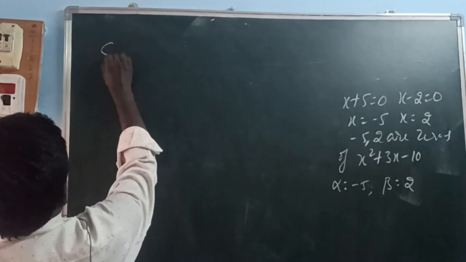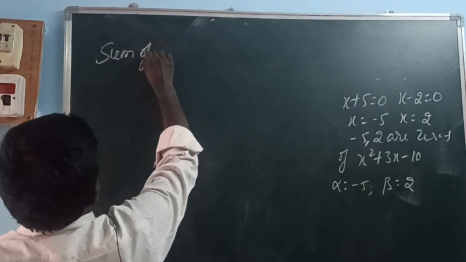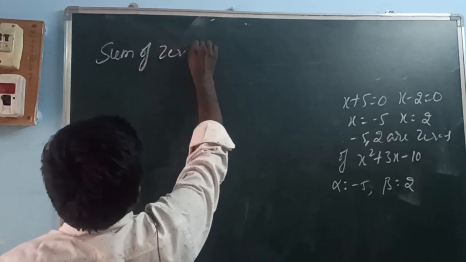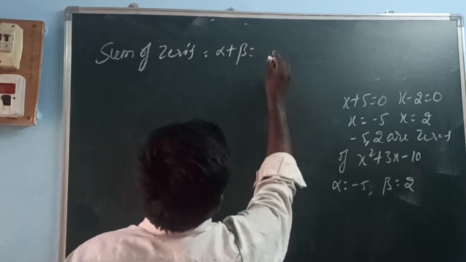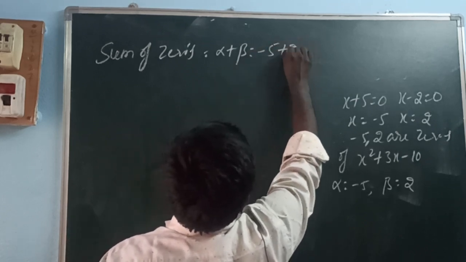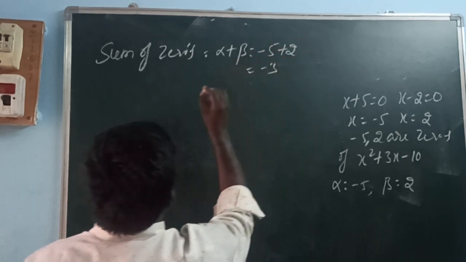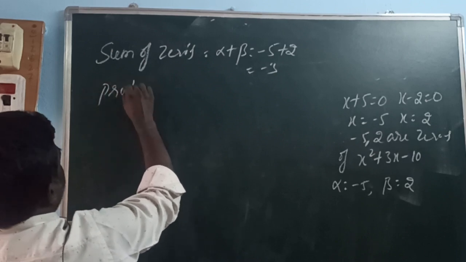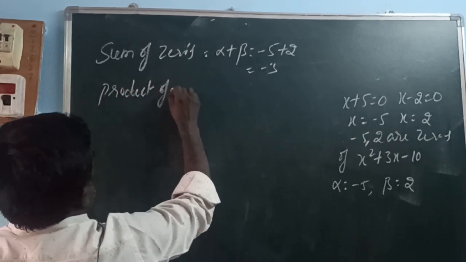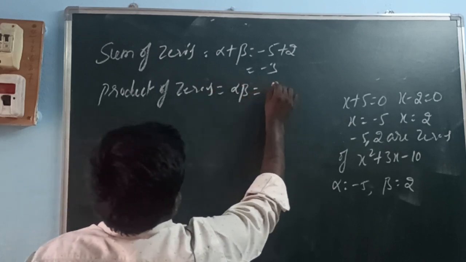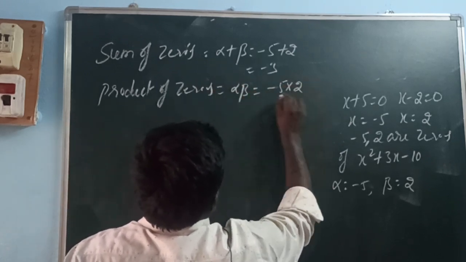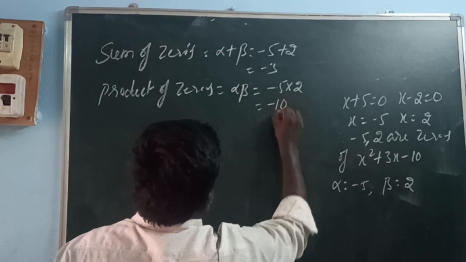So sum of zeros is alpha plus beta, that is minus 5 plus 2, that is minus 3. Next, product of zeros, alpha into beta, minus 5 into 2, that is minus into plus, minus 10.